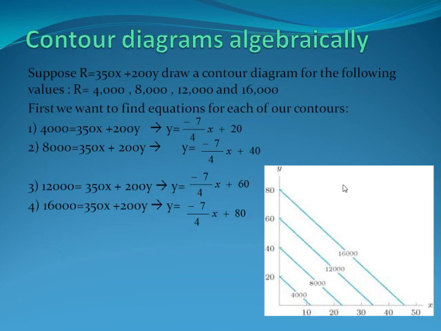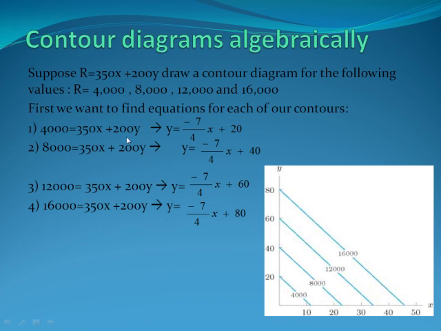What about looking at contour diagrams algebraically? What if we start with a function and we want to draw a contour diagram to represent that function? So suppose that r, which is revenue, equals 350x plus 200y. And we want to draw a contour diagram for the following values of r: 4,000, 8,000, 12,000, 16,000. How do we set up our contour diagram? What we want to do is take our original function and set it equal to each of the values of r that we want. So 4,000 equals 350x plus 200y, 8,000 equals 350x plus 200y, 12,000 equals 350x plus 200y, and 16,000 equals 350x plus 200y. And then we want to solve each of these equations for y.